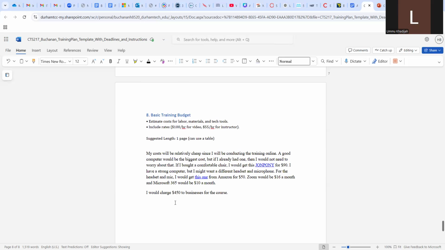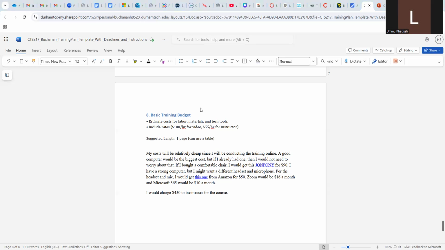So the cost, I won't actually need any labor costs because we're doing it on Zoom. So this is going to be relatively cheaper and more convenient because we're doing the training online. If I bought a new chair, I would probably try to get the John Pony chair I saw that was $90, and I might get the Amazon headset that blocks sound or something for $50. Zoom, I think they're changing it to $17 a month. Microsoft 365 would be $10 a month. I would charge $450 to the business for the course.